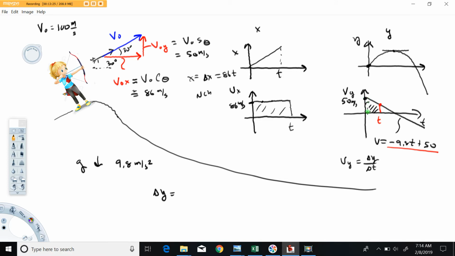This is a trapezoid. And remember how we do the area of a trapezoid: left plus right, divided by 2, times t. So in this example, that would be 50 meters per second. I'm just going to put NCU for note consistent units. So left plus right, which is described by this equation, negative 9.8t plus 50. I'll go ahead and just put that in parentheses. Okay, remember, divide by 2. And then times the width, times t.